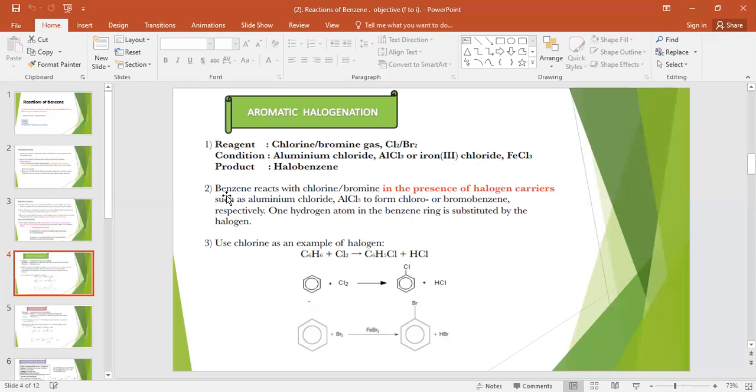Let's see here, the point number 2 explanation is given as I told you. We use aluminum trichloride to form chlorobenzene or bromobenzene respectively. One hydrogen atom in the benzene ring is substituted by the halogen, because all these reactions are electrophilic substitution reactions, where we replace one hydrogen with one electrophile. Here the electrophile is chlorine or bromine. Use chlorine as an example of a halogen.